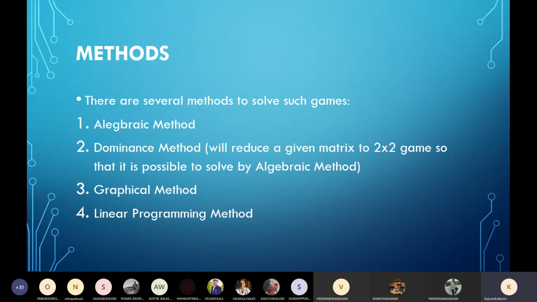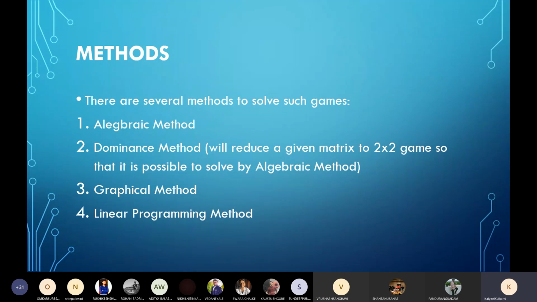Algebraic method, dominance method, graphical and linear programming method. Out of that, the first two methods we are going to see for solving the problems. Graphical and linear programming method तुम्हाला syllabus मध्ये नाही आहे, तर तुम्हाला या first two methods आहेत syllabus मध्ये. Okay, so algebraic method and dominance method.